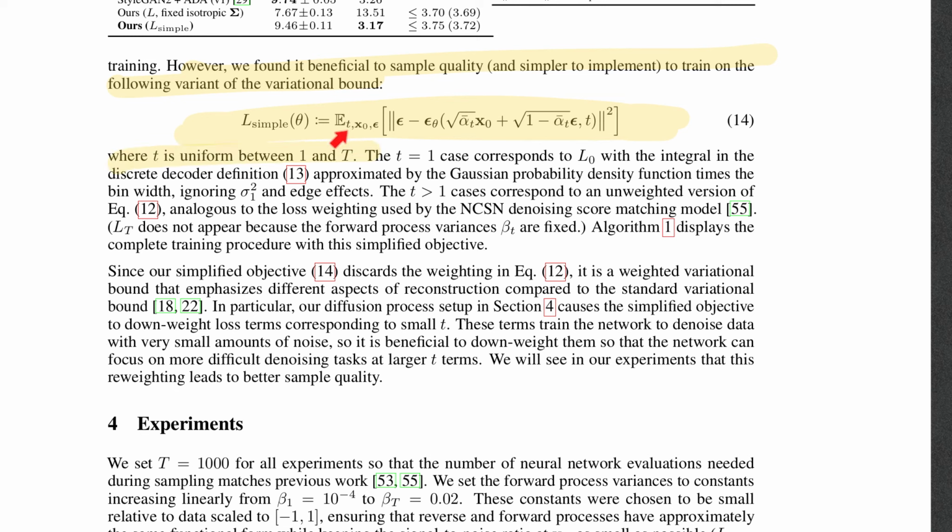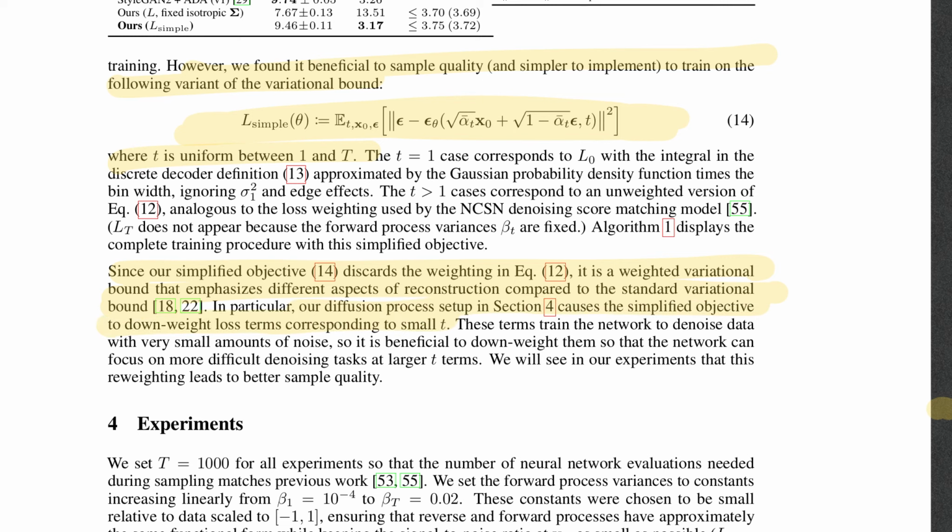One thing to note is that in this expectation, t is uniform between 1 and T, and T is usually 1000. One thing that is important about this is that there was a weight over there which was discarded. So this simplified objective discards the weighting that it had before. So it's itself a weighted variational bound that emphasizes different aspects of reconstruction compared to the standard variational bound. So it's not necessarily optimizing the same thing, therefore it's okay to see two different results.